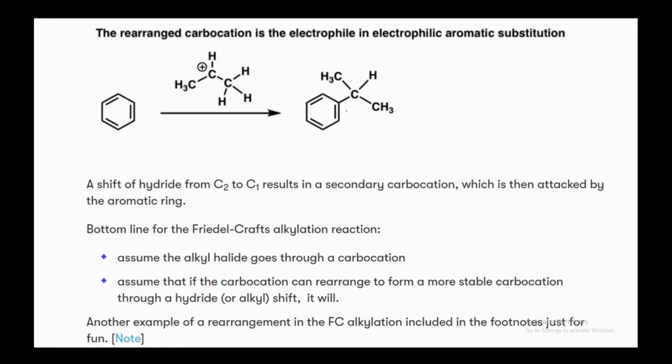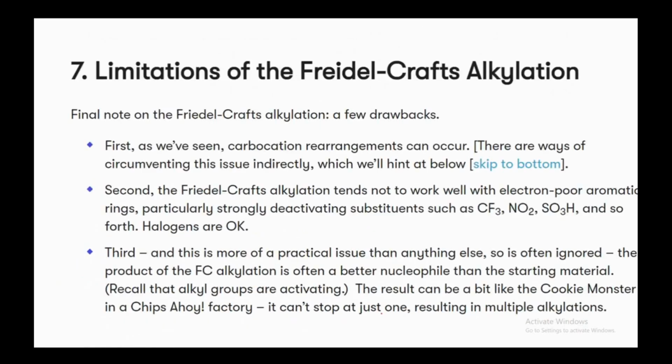Bottom line for the Friedel-Crafts alkylation is this. Assume the alkyl halide goes through a carbocation. Assume that if the carbocation can rearrange to form a more stable carbocation through a hydride or alkyl shift, it will. Limitations of Friedel-Crafts alkylation. First, as we have seen, carbocation rearrangements can occur. There are ways of circumventing this issue indirectly, which will be hinted below.